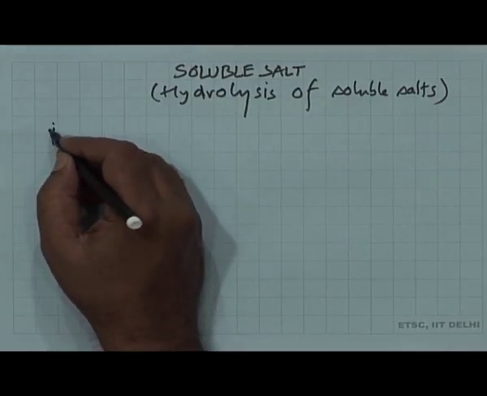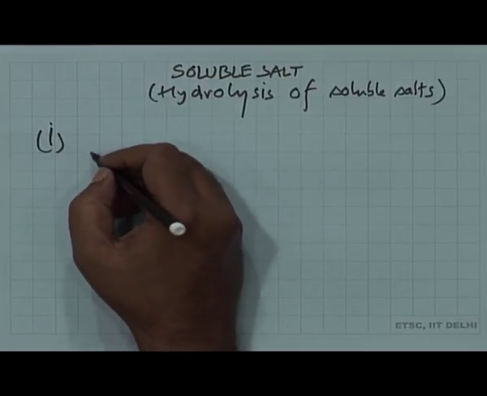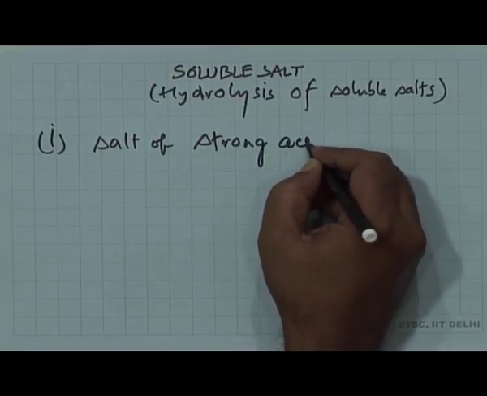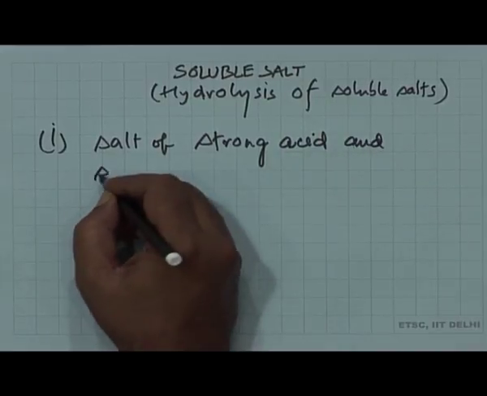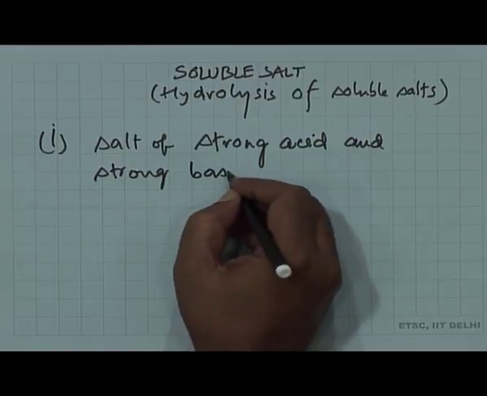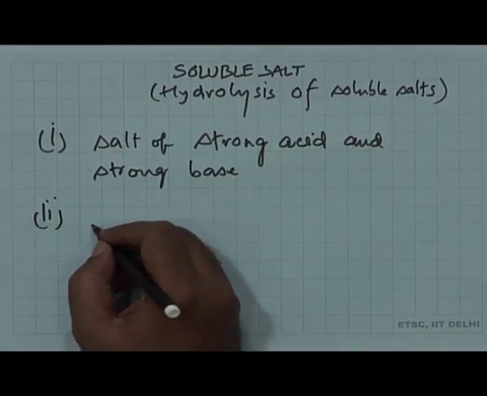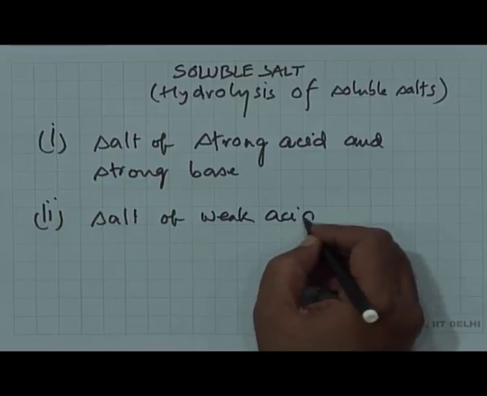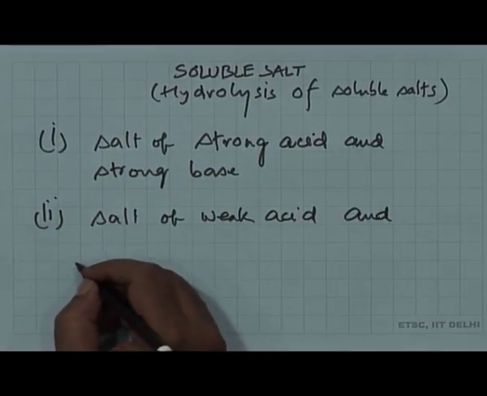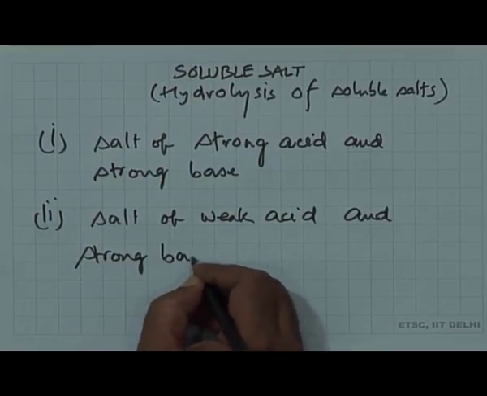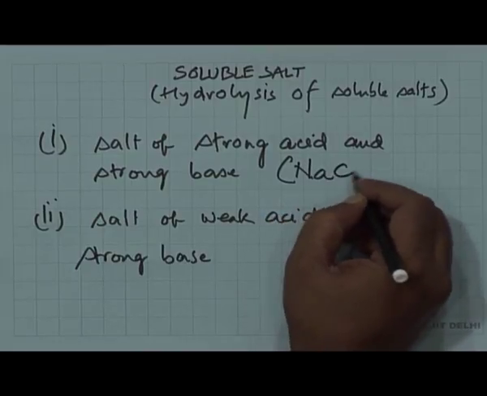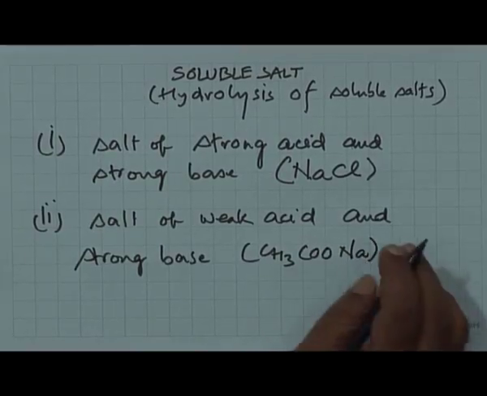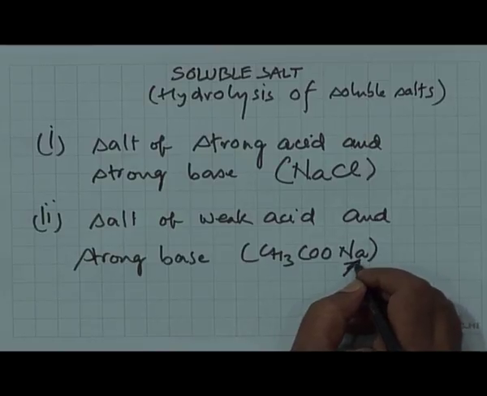There are four different types we are going to consider. First is the salt of a strong acid and a strong base. Second, salt of a weak acid and a strong base. In the first case, you will take the example of NaCl. In the second case, we will take CH3COONa, a sodium salt. So, this is a strong base and this is a weak acid.